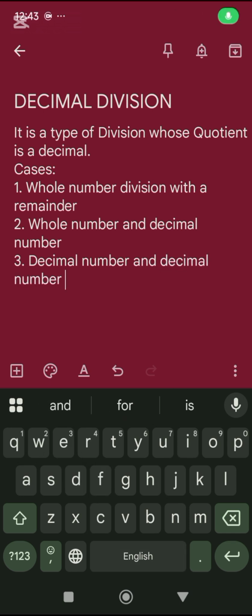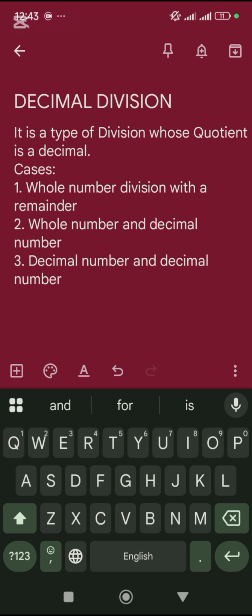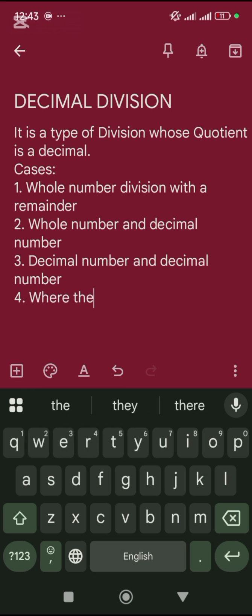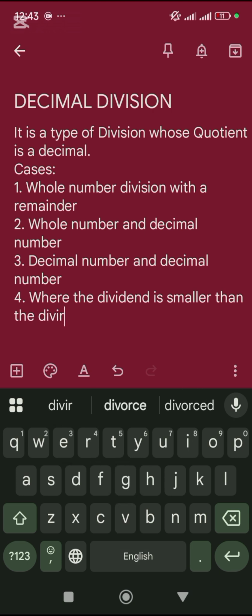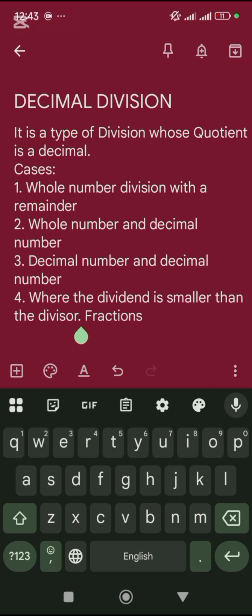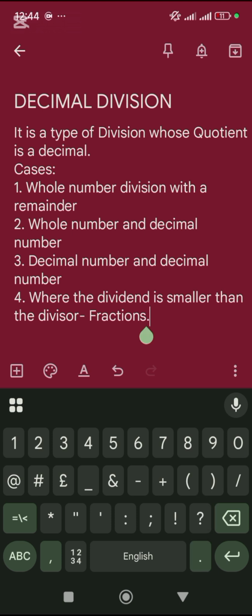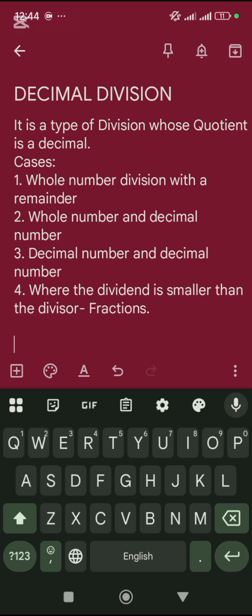The above 3 cases will usually involve the dividend being higher than the divisor. Okay, but something is different with case 4. In case 4, it's where the dividend is smaller than the divisor, and we'll find this mostly in fractions. Okay, so I'll just put fractions here by the side. All right, so these are the 4 cases of division we are going to be looking at.